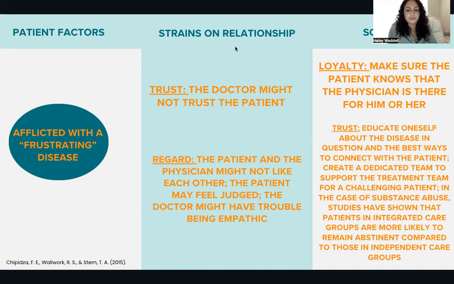And another thing is the patient and the physician might not like each other. The patient may feel judged, and the doctor might have trouble being empathetic. In high stress situations or with something that you don't understand, it's confusing. Stress and emotions can run high, and you might, as a provider, lose that original ability to be empathetic because you're so frustrated and so caught up in what's not going right or what's going wrong. You might be so caught up in it that you might take it out on them, ultimately.